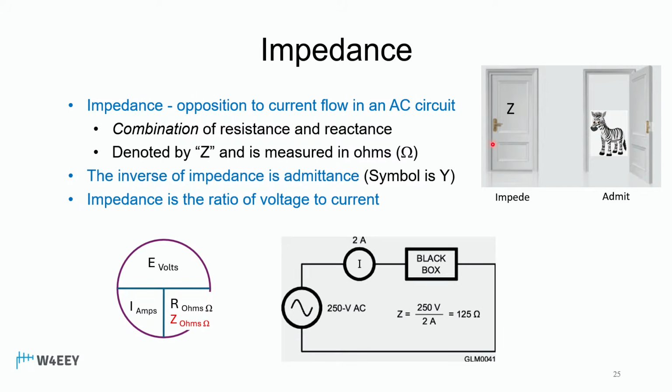So if you can remember my silly little memory trick here, hopefully you can remember that Z is the symbol for impedance. You're impeded by a closed door, and there's a zebra behind the door. That's why it has a Z on it. I don't think that zebra wants to come through the door. Well, we might want to go through the door and pet it, and we would be admitted so that we could. So if you can kind of capture that picture, you won't be tripped up by the questions.